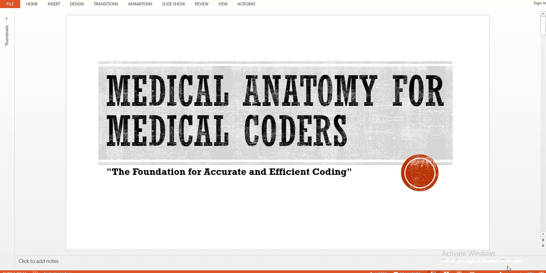Anatomy is very important for the professionals who are all working in the medical field. If you know the anatomy, you can do anything. For example, if you go to the hospital saying that you are having abdominal pain, what will the physician do? He will check your upper quadrant, lower quadrant, and he will identify the location of the pain.